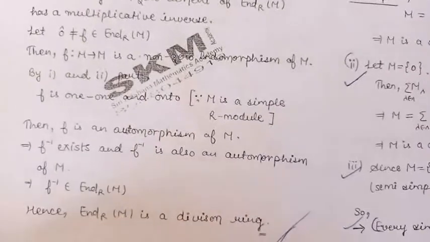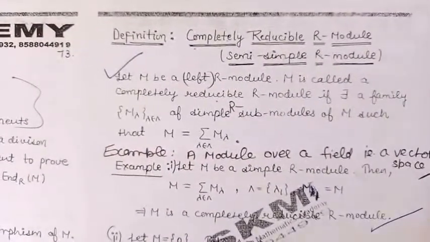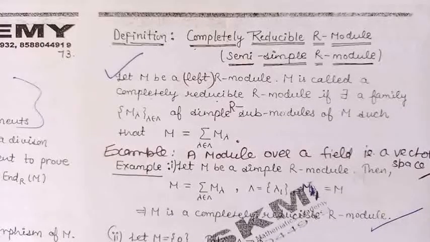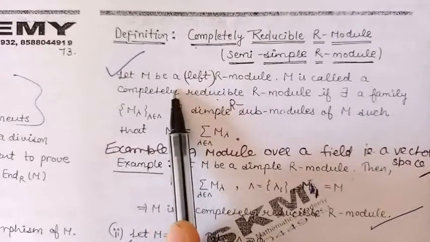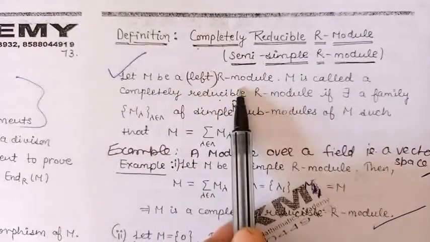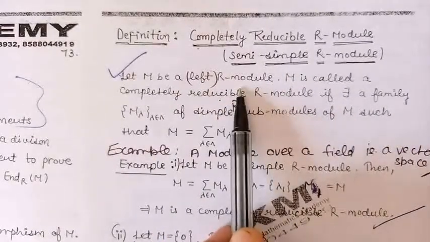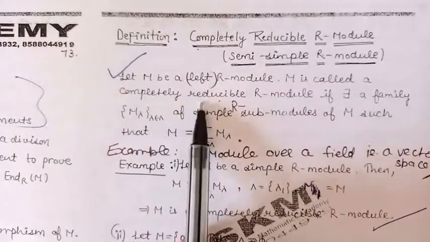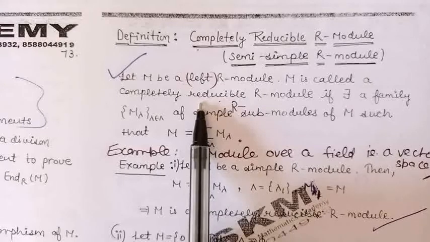Now we will discuss what are semi-simple modules. So the definition is, what is a semi-simple R module? It is also called a completely reducible R module. So let us take M to be a module over the ring R. Then we say that M is completely reducible, or M is a semi-simple R module, if it can be written as the sum of simple submodules.